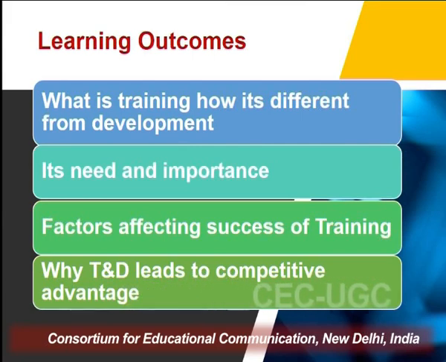Then the next learning outcome is going to be what factors affect the success of training. Once you design your training program and you start training your people, most of the times what happens is that training becomes irrelevant or it does not give the outcomes that were intended. So what are those factors that affect the success of any training program?